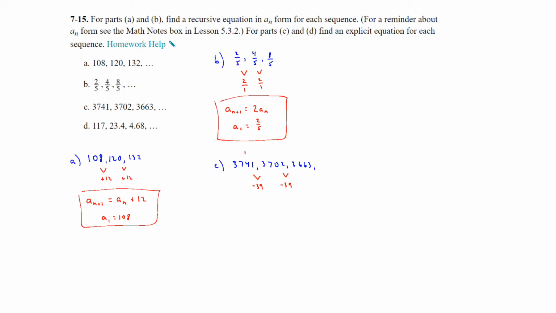So remember, this is our first term, this is our second, and this is our third. So with an explicit, we need term 0. We need to know what that initial one is, so we can work backwards by adding 39 to 3,741.